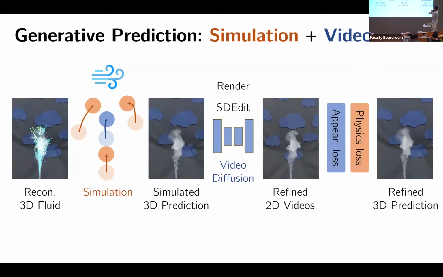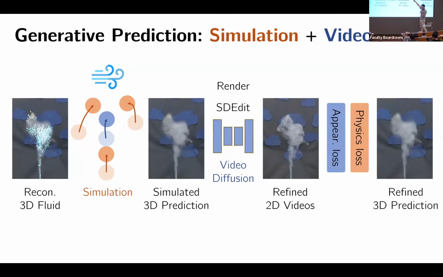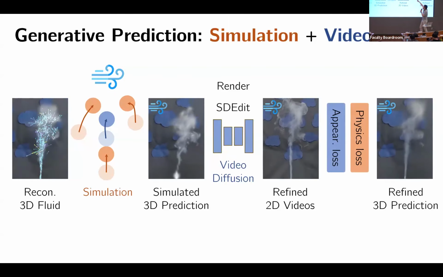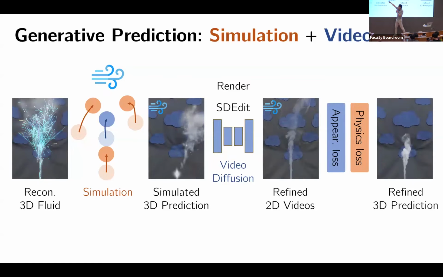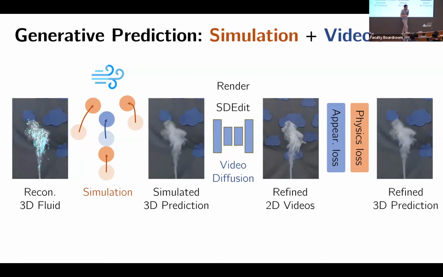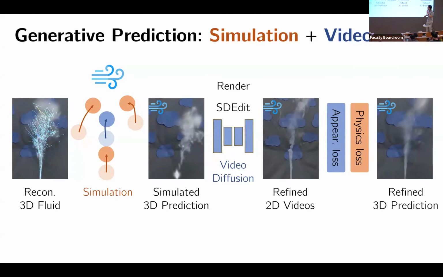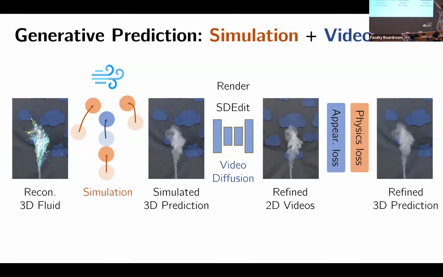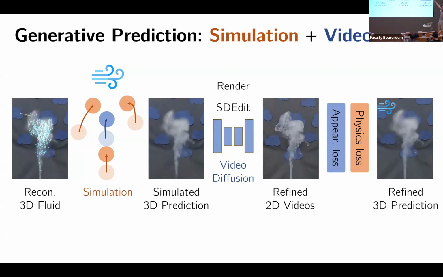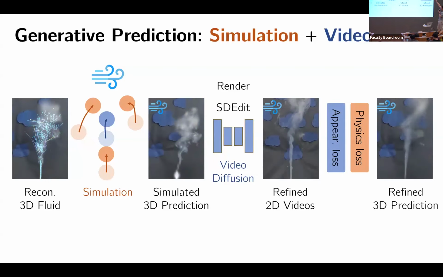So finally, if you remember the differentiable appearance loss and physics loss, I can use them to re-optimize the underlying 4D particles based on the guidance now provided by the video diffusion models. So finally, I can get a 4D reconstruction and predictive future using these 4D particles, and you can also see it from different viewpoints.